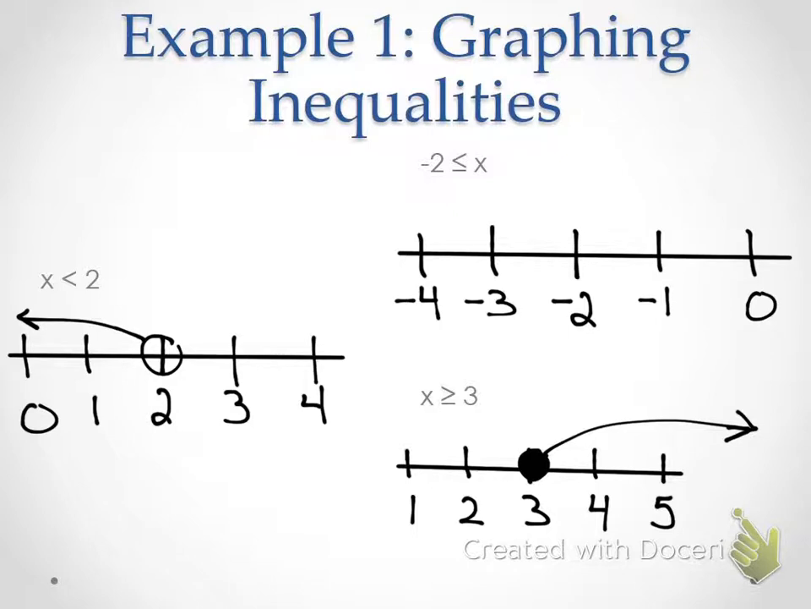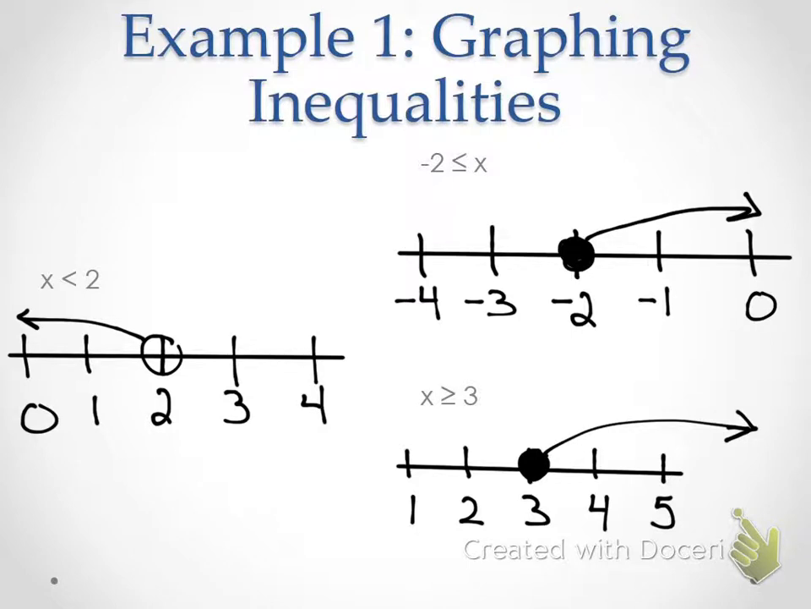Open or closed dot? Closed, because it's equal to. It's got the equal to bar underneath, so it's a closed dot. And Xander, which way does my arrow go? Nope. I meant right. Read the variable first. X is greater than or equal to -2. All solutions greater than or equal to -2.